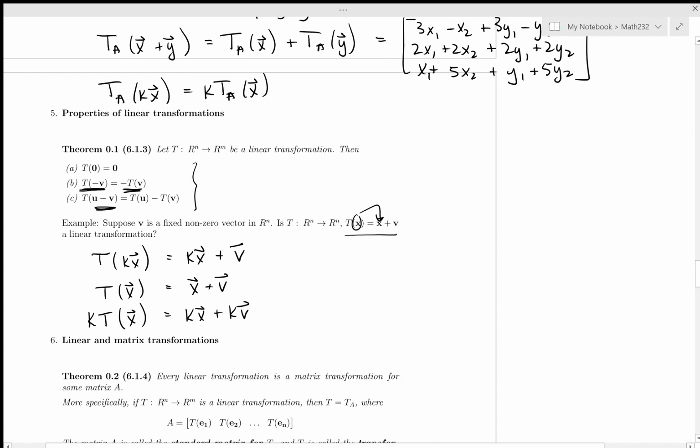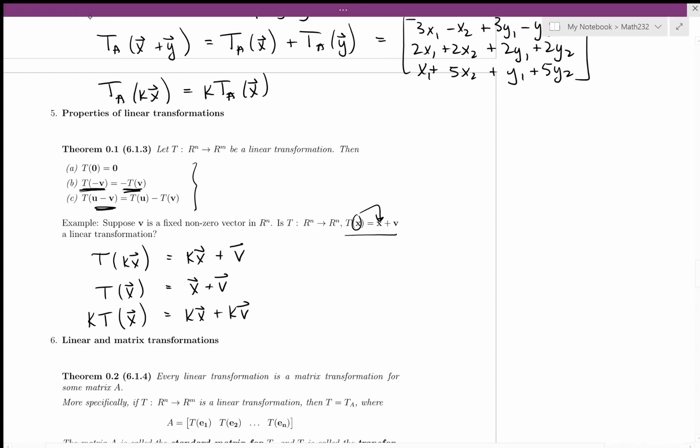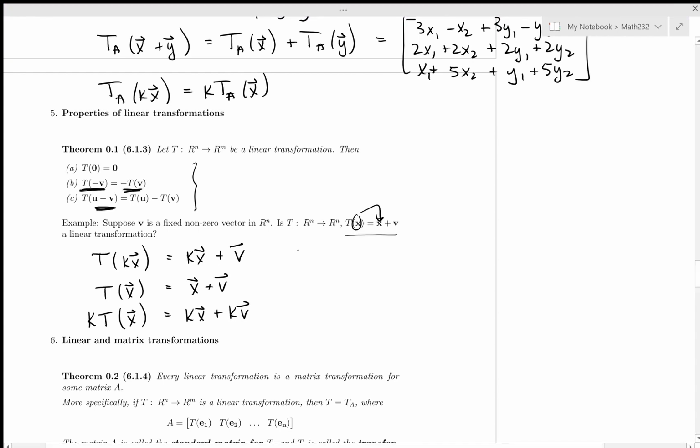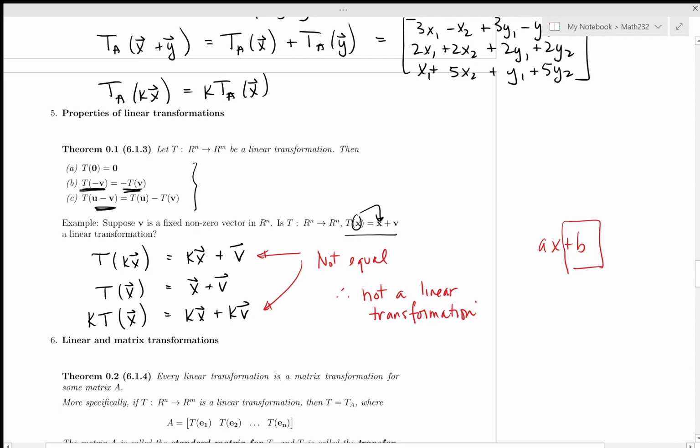Then I want to know, are these things equal? Does this equal this? No, it doesn't. Not equal. Therefore, this is not a linear transformation. So we're not allowing that the b, if you want to look at it that way, in this ax plus b, the b has to be 0. Otherwise, it's not going to be linear.